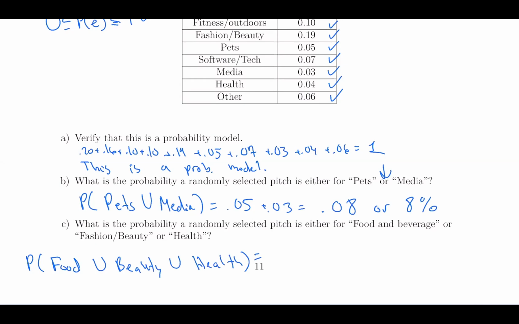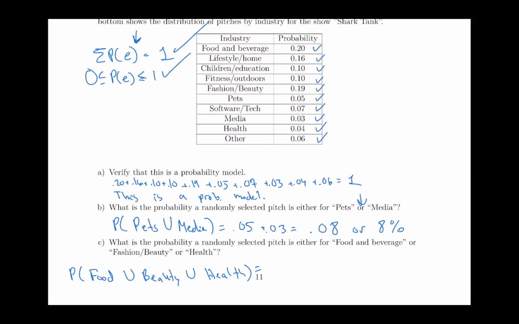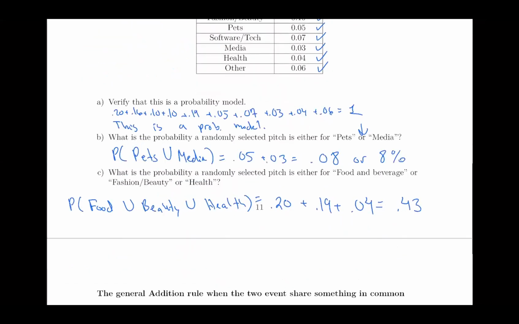So what's the probability they're in the food/beverage business? Good. They put 0.20. How many are in the beauty business or fashion/beauty? Yeah, there you go, 0.19. And how many of them are in the health? All right, so if I do 0.20 plus 0.19 plus 0.04, you're gonna get 0.43. And we're done.